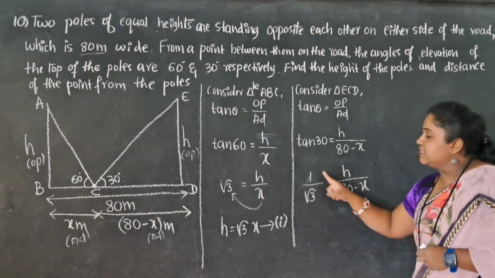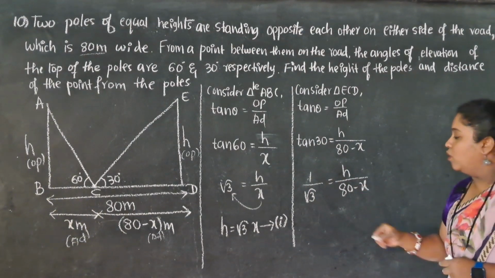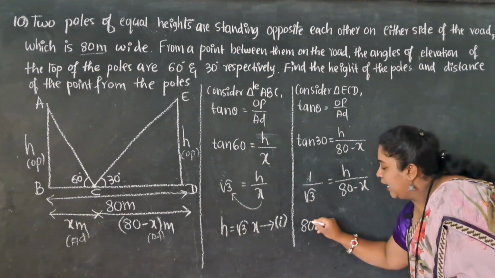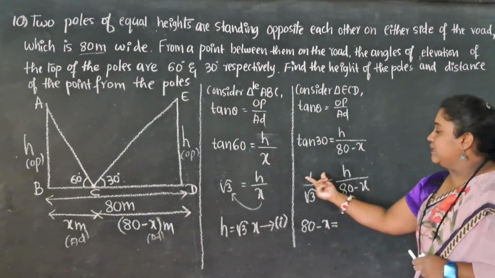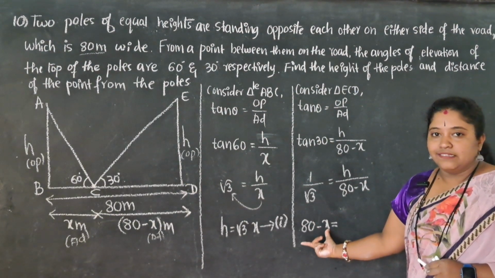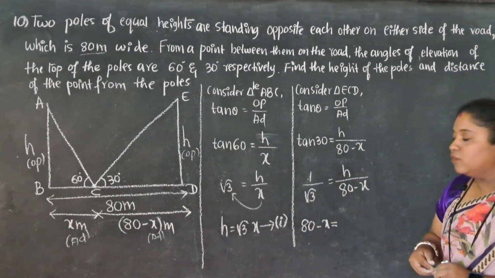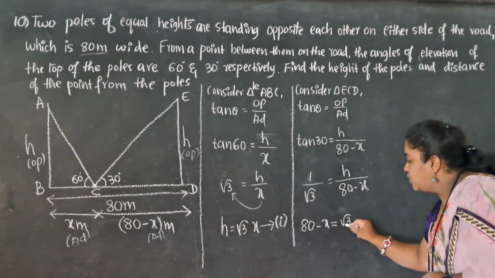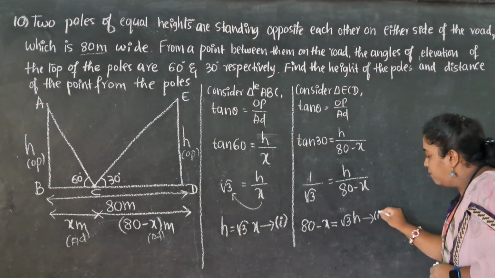Understanding? Bring this 80 minus x to this side and root 3 to this side. Now, what does your equation become? 80 minus x is equal to, because 80 minus x into 1 is going to give you 80 minus x, isn't it? So, root 3 when it comes to this side, what are you going to get here? Root 3h. Understanding? Root 3h.